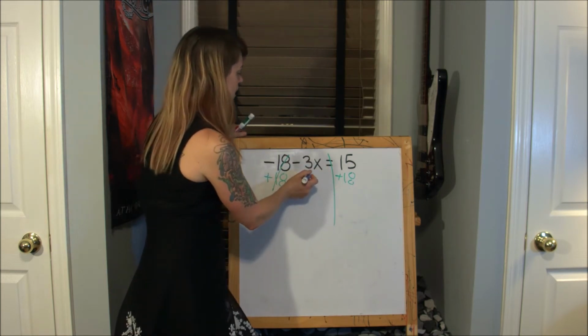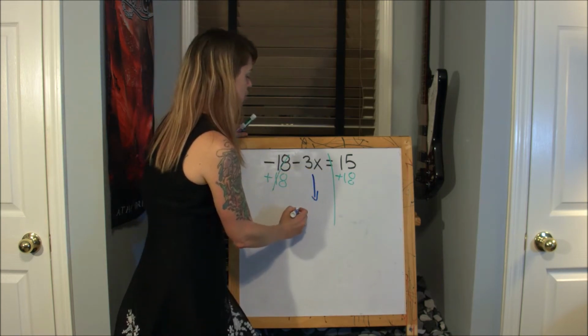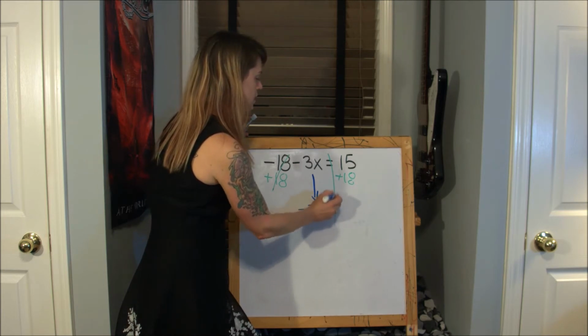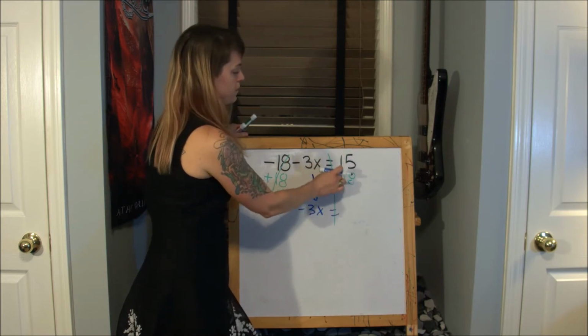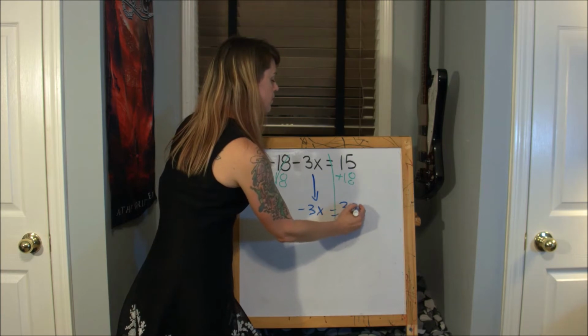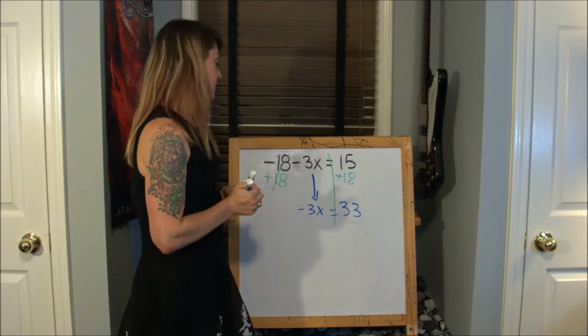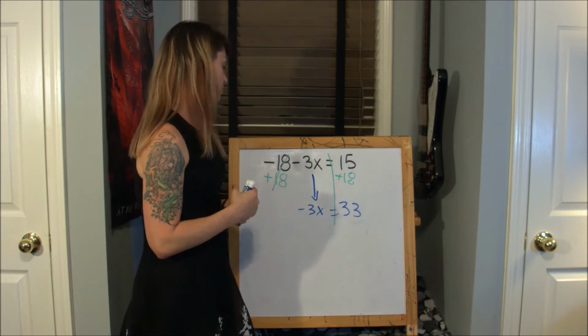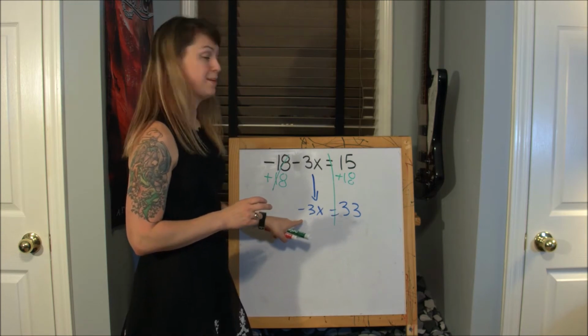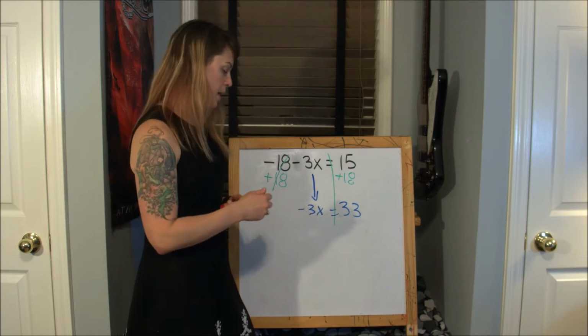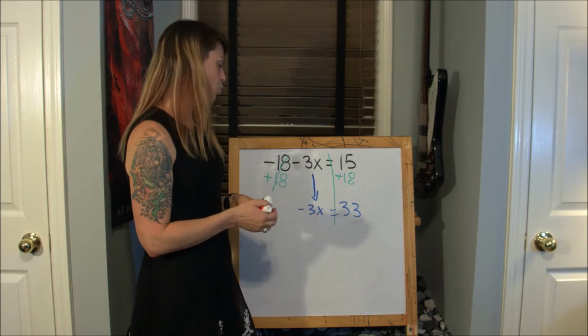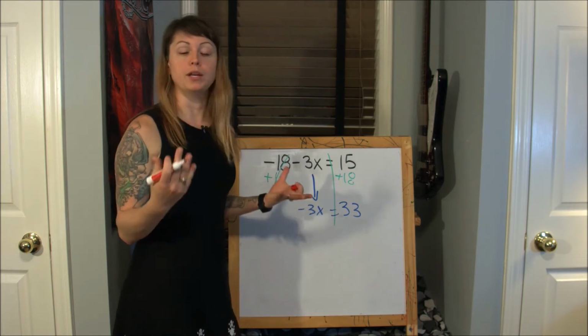Then we bring down what we have here. We didn't do anything to this negative 3x. So that's negative 3x equals 15 plus 18, which is 33. At this point, if you're good with your multiplication tables, you can just figure out what number times negative 3 is 33. But if you're not sure, let's take one last step, which again will be to do the opposite.